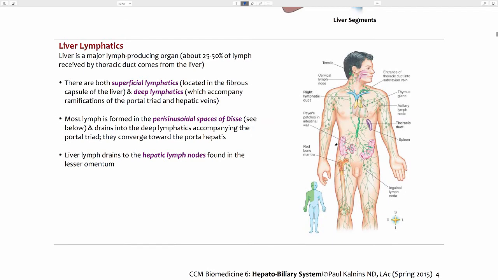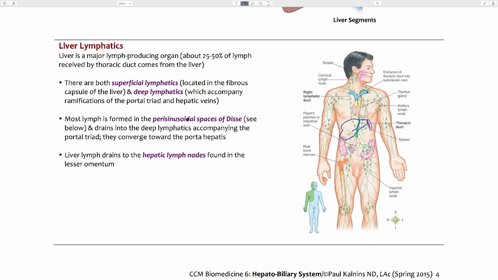The liver is a major lymphatic organ. About 20 to 50% of the lymph received by the thoracic duct comes from the liver. So it's not shown here in this picture, but the liver really stands here as a major lymph-producing organ, and it's contributing all of this lymph to the thoracic duct, which is then going to go into the subclavian vein. There are superficial lymphatics located on the outside of the liver, and then deep lymphatics, and these accompany the hepatic veins.